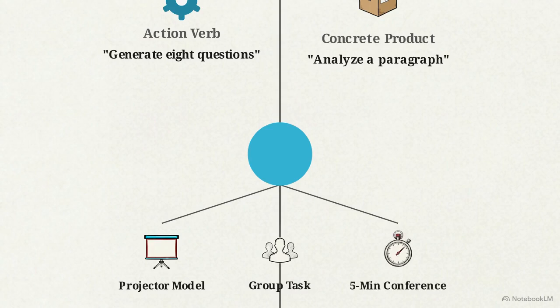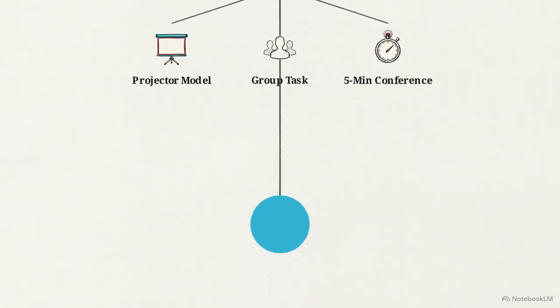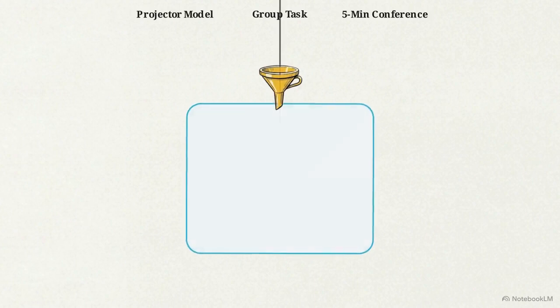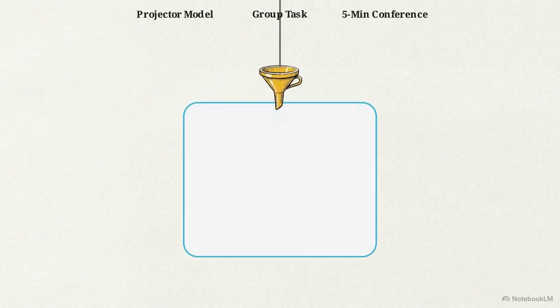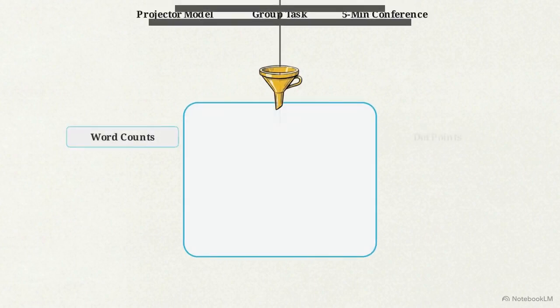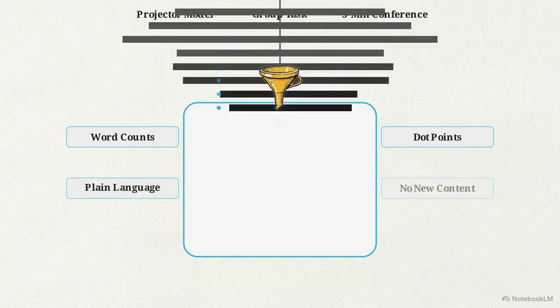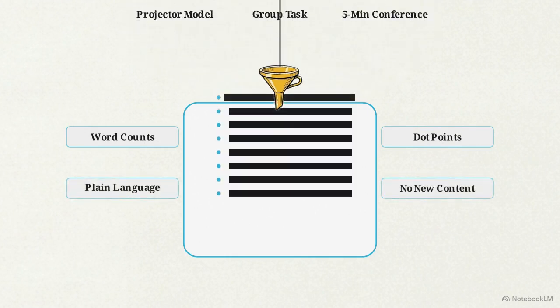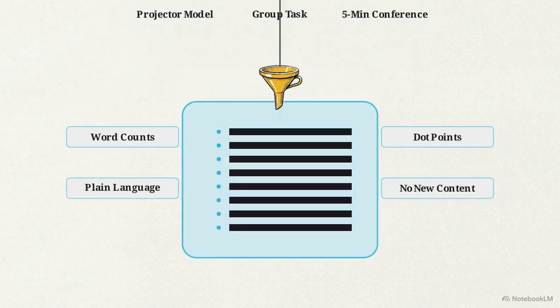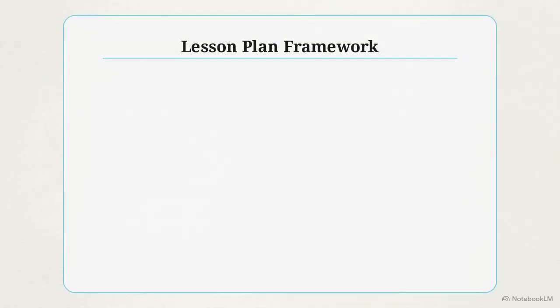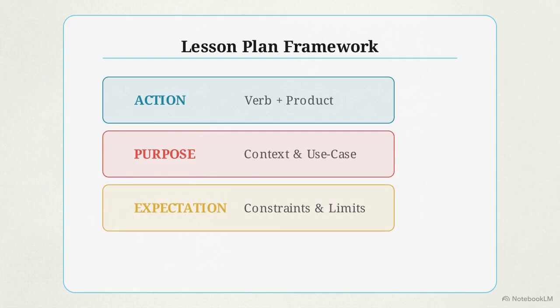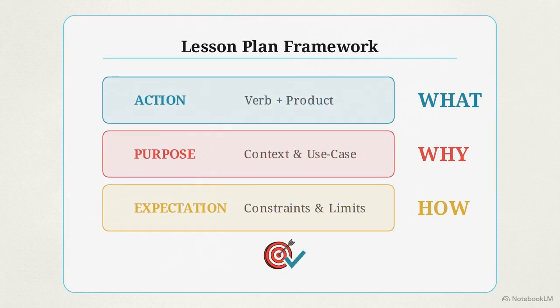The final E node acts as your bounding box. Expectations set the hard limits on the output. You define word counts, specify dot points, enforce a plain language tone, or dictate that no new content can be added. This strips away unwanted paragraphs. This structure directly mirrors clear pedagogical instruction. By feeding the AI the exact what, why, and how, the system stays completely focused on your targeted outcomes.